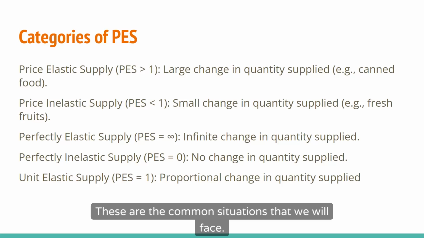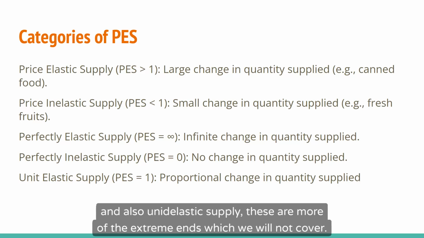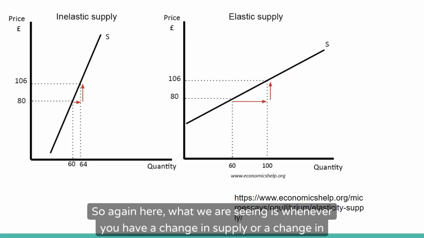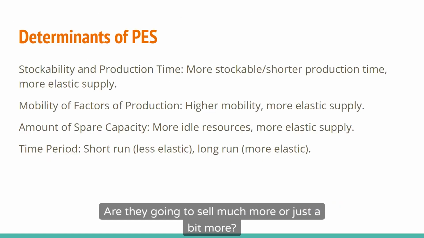These are the common situations that we face, right? So the other three scenarios, perfectly price elastic, perfectly price inelastic, and also unelastic supply, these are more of the extreme ends, which we will not cover. So we are just focusing on these two in our analysis, right? So again here, what we are seeing is whenever you have a change in supply or a change in price, how ready are the producers going to react, right? Are they going to sell much more or just a bit more?